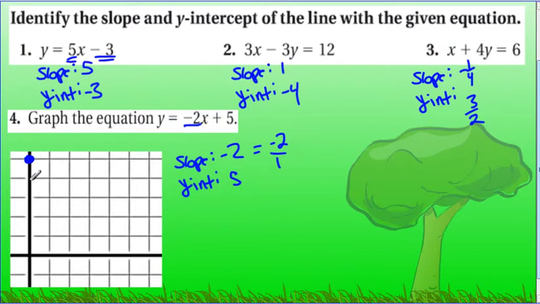So I'm going to go down 2 over 1. Down 2 over 1. Down 2 over 1. Okay, and then we connect the points together, and that's our line.